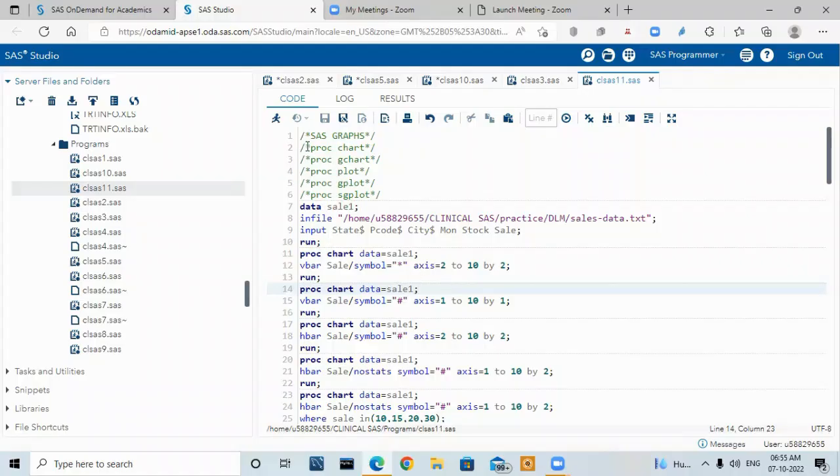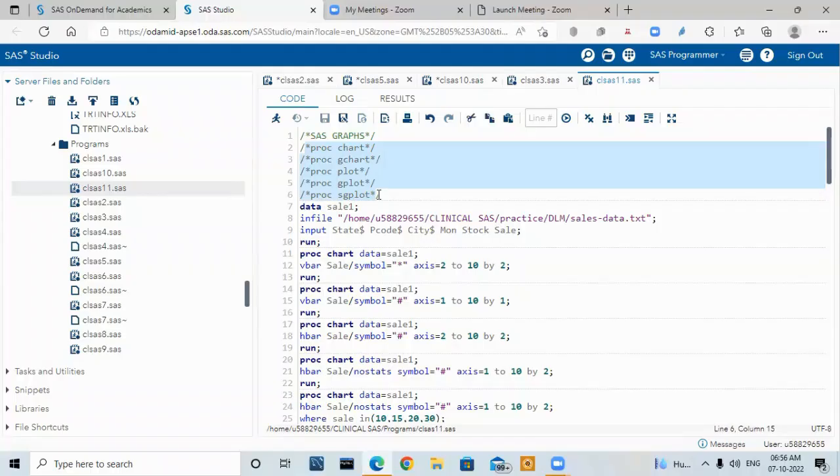So we can draw the graphs by using different procedures. We have proc chart, proc gchart, proc plot, proc gplot, proc sgplot. There are so many different procedures by which we can draw many different types of graphs. Starting with the first type of procedure which can draw the graphs, we have the proc chart.